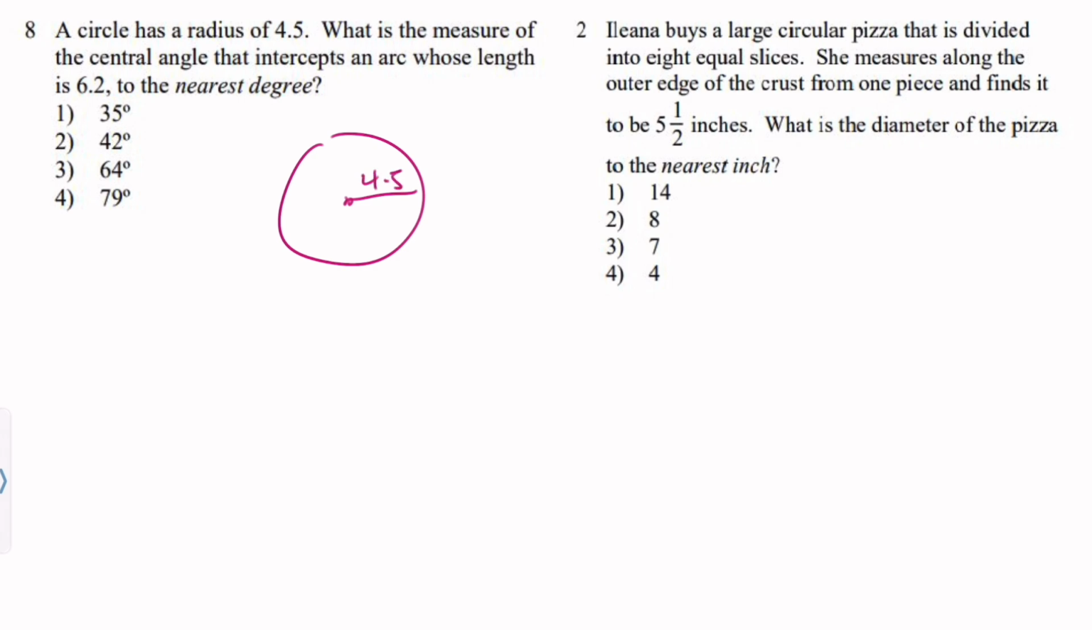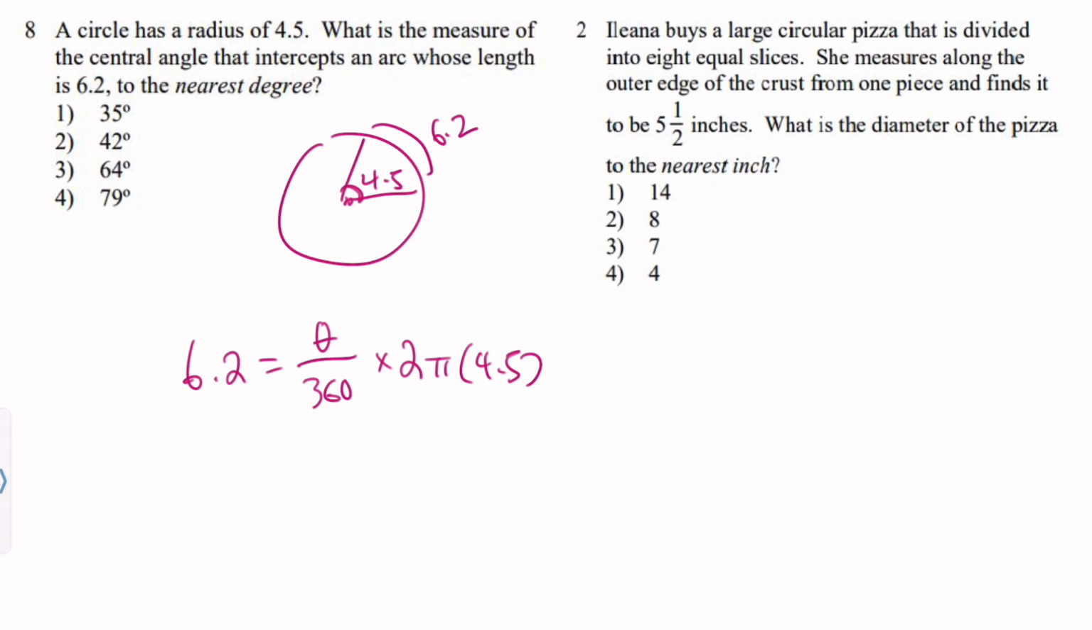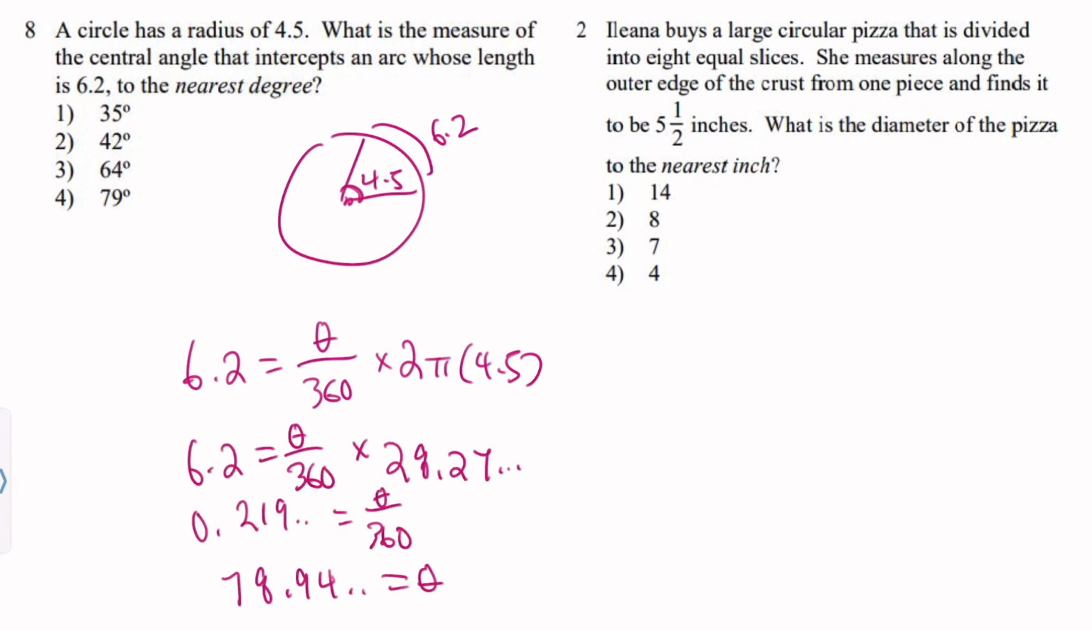What is the measure of the central angle that intercepts an arc whose length is 6.2 to the nearest degree? So again, we're looking for the theta. The arc length is 6.2. And we know that the radius is 4.5. So now we just need to solve for theta. Okay, so it says that we have to find to the nearest degree. So to the nearest degree, this is going to be 79. So number 4 is the answer.